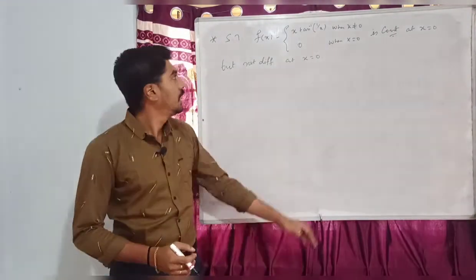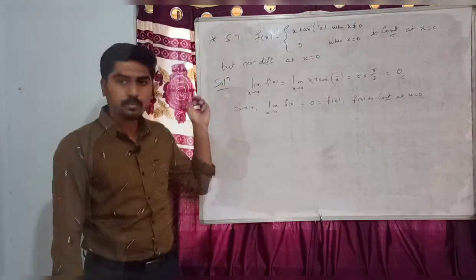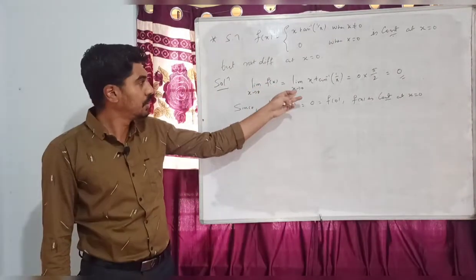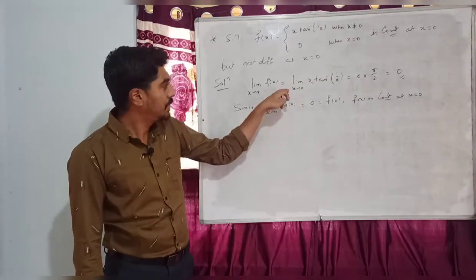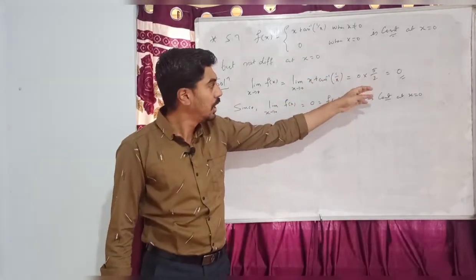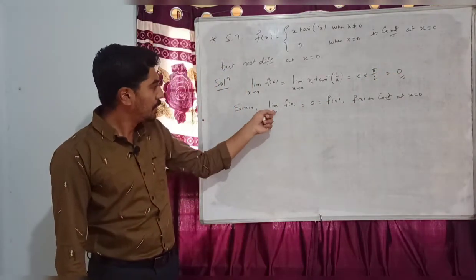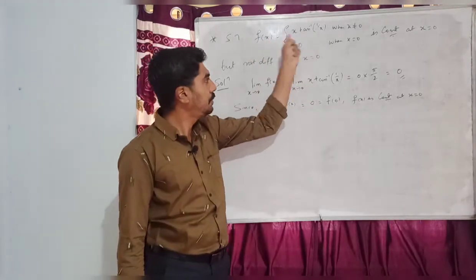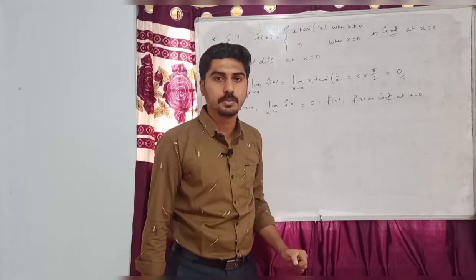First, let us show that f of x is continuous at x equal to 0. First, consider the limit of f of x as x tends to 0. This will be equal to the limit of x into tan inverse of 1 by x as x tends to 0. As x tends to 0, we get here 0 into tan inverse of infinity, which is pi by 2. So 0 into pi by 2 will be equal to 0. Since the limit of f of x as x tends to 0 is equal to 0, which is the same as the value of this function at x equal to 0, we have f of x is continuous at x equal to 0.